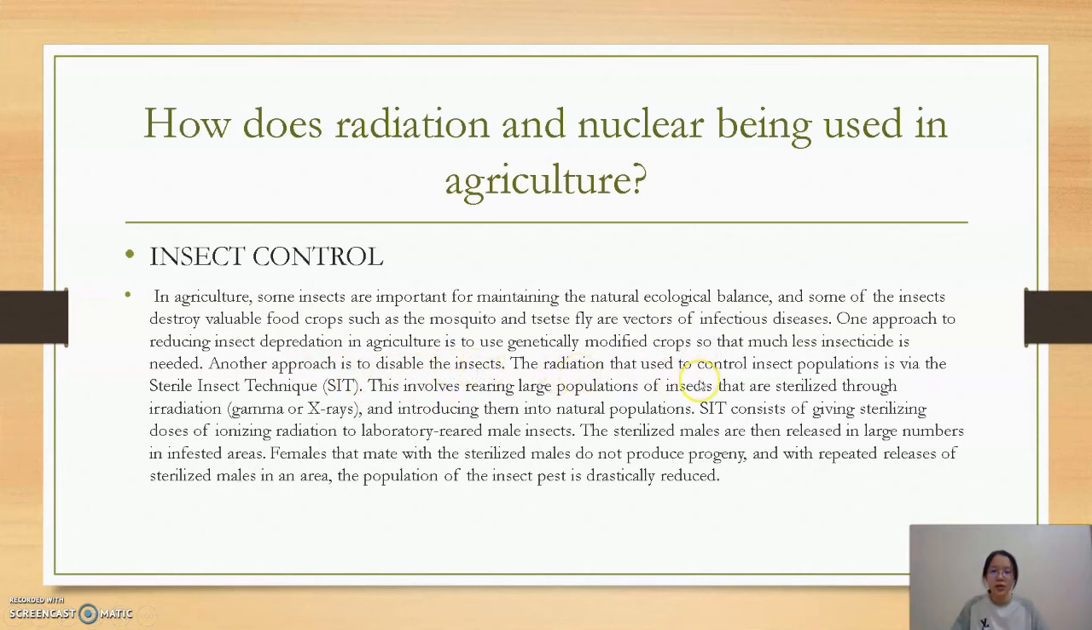The radiation technique used to control insect populations is the sterile insect technique, which we call SIT. This involves rearing large populations of insects that are sterilized through irradiation using gamma or X-rays, and introducing them into natural populations. SIT consists of giving a sterilizing dose of ionizing radiation to mass-reared male insects. The sterile males are then released in large numbers in the infested area. Females that mate with the sterile males do not produce progeny, and with repeated release of sterile males in an area, the population of insect pests is drastically reduced.